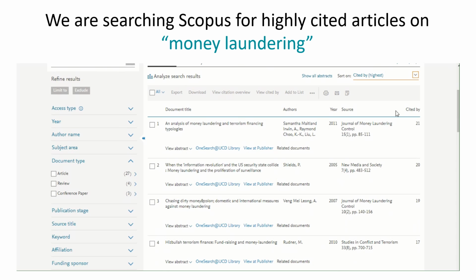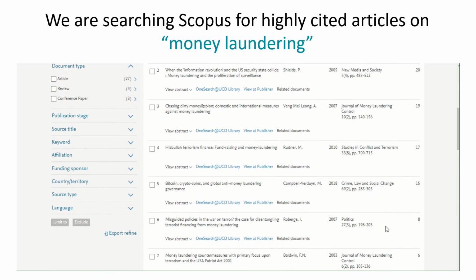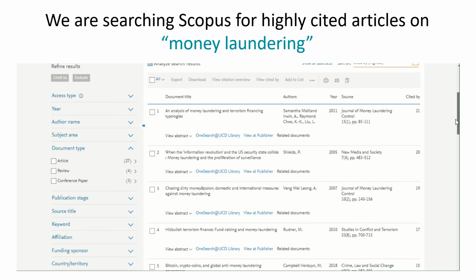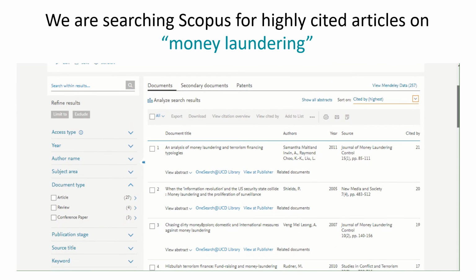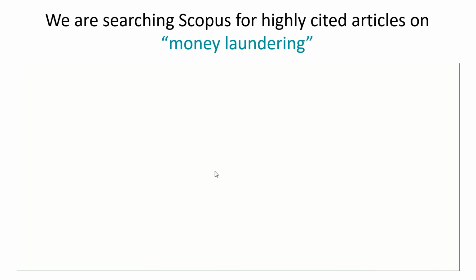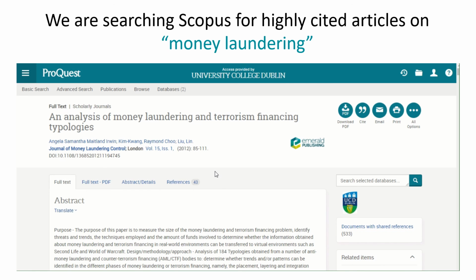And you can get a sense of the different sources of journals that these articles are appearing in. So the Journal of Money Laundering, you also have Conflict and Terrorism, and there's Crime, Law and Social Change. So it's also a good indicator from that point of view. If you want to see if we have one of these journal articles in full text, so this one here, an analysis of money laundering, you can click on the One Search at UCD Library button, and that will check to see if we have this in our subscription resources. So it's just loading up, and we do actually have this article. There's the PDF there.